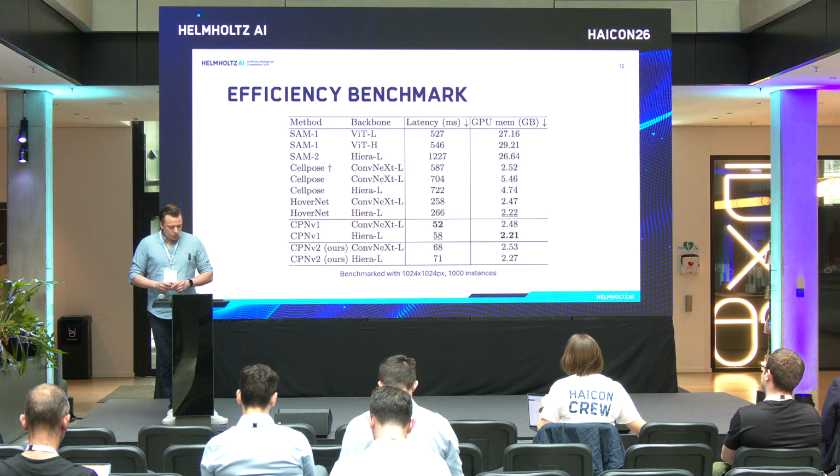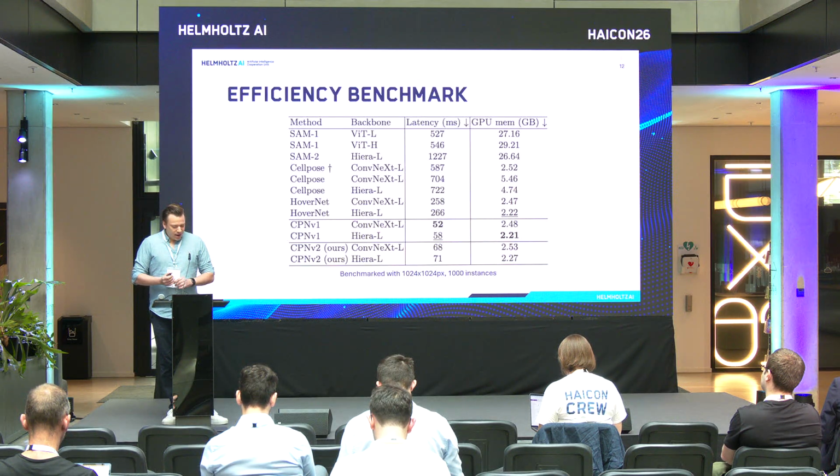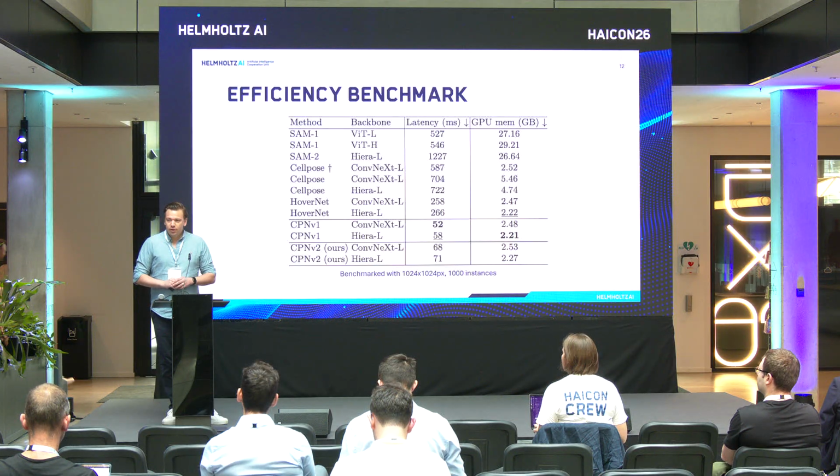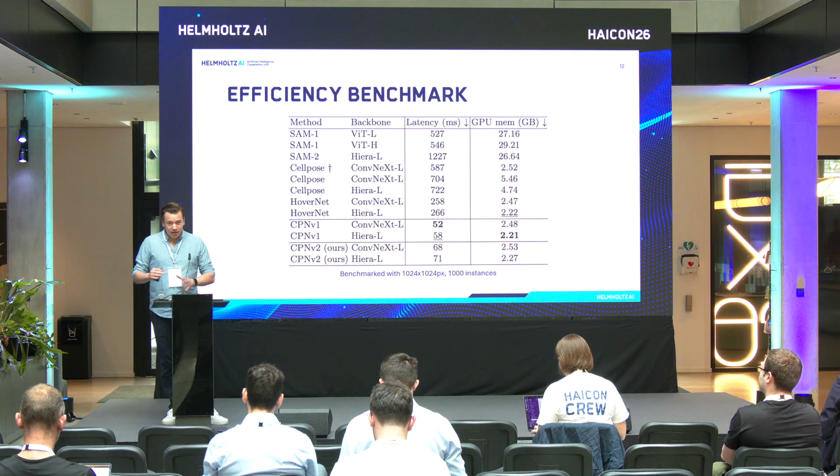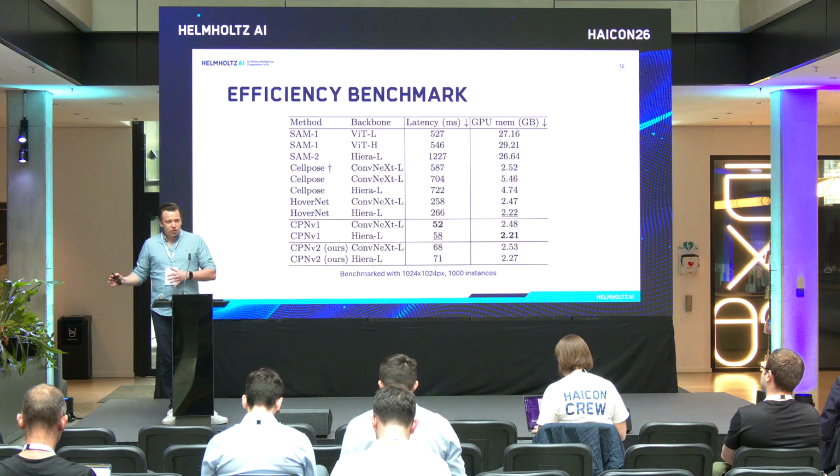In terms of GPU memory requirement, for example, the bottom line with the Hiera L backbone, you only need 2.2 gigabytes of memory for 1,000 instances. And with the exact same backbone in SAM2, you need, on the other hand, 26 gigabytes of memory. Right, and that makes really the difference between professional, expensive hardware and commodity hardware that runs basically anywhere.